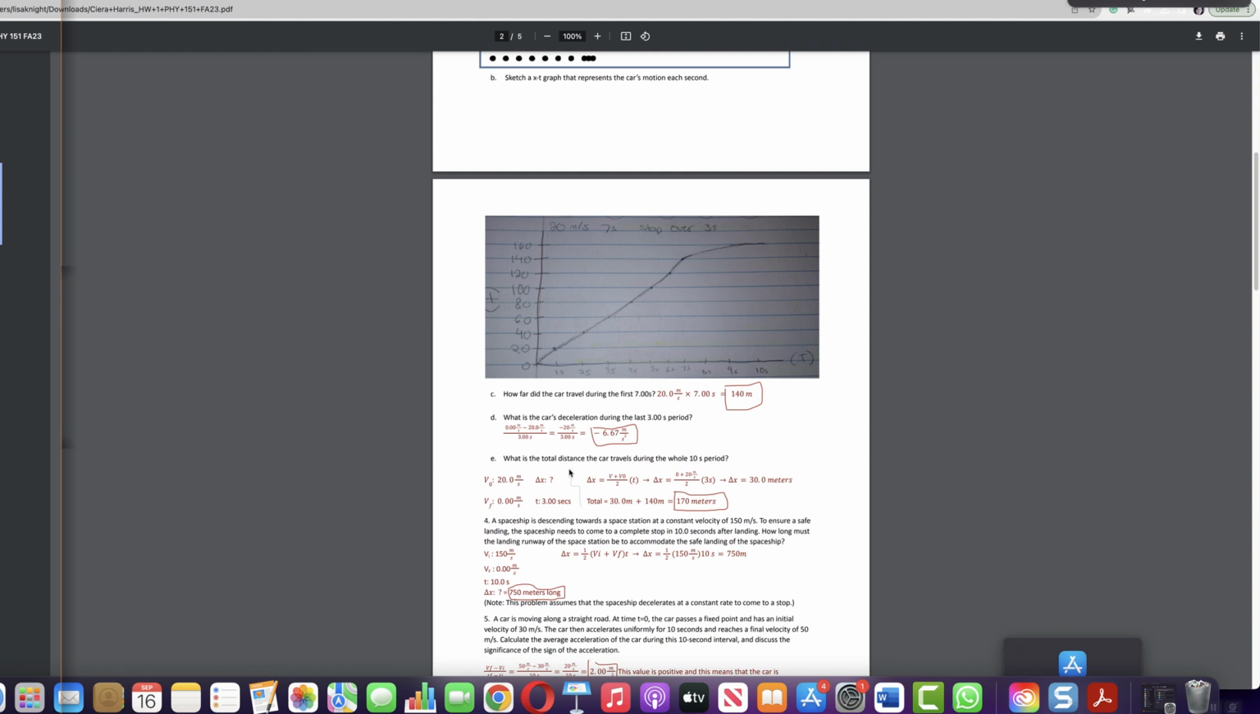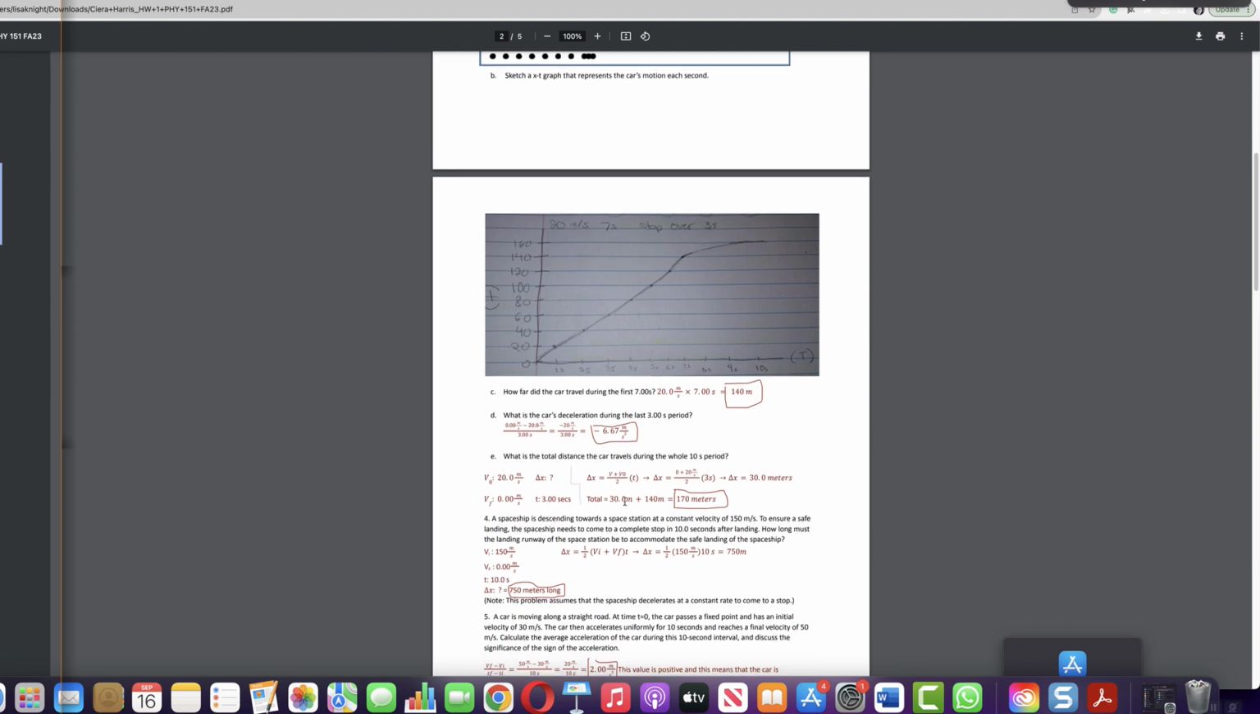And in E, I did this one with you guys, or at least set it up. You wanted to find the distance for the whole time. So the only thing you had to do was find the distance over 3 seconds using a kinematics equation, because it's slowing down. You can't just multiply speed times 3 seconds, and you can't find it over 7 seconds because you're not accelerating the whole time. You're just accelerating over 3 seconds. I did this in class for you, and you just found that to be 30, and then you added it to 140, and the total was 170.